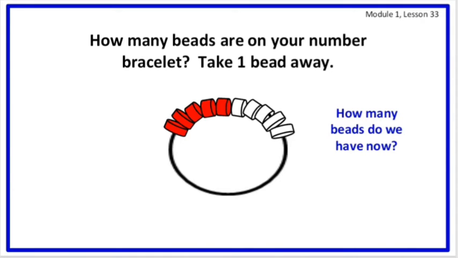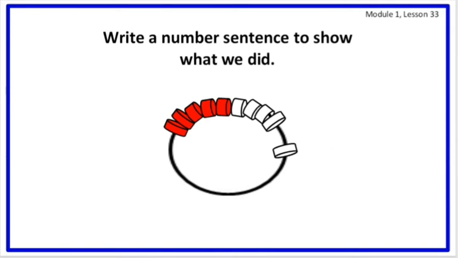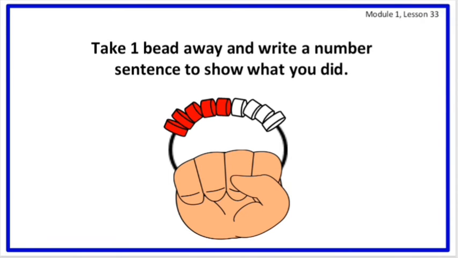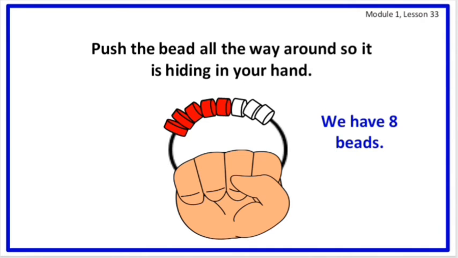Now how many beads are on your number bracelet? As you can see, we have 10. And I'm going to take 1 away. You see that becomes how many? 9. Okay, so we have 9 beads. Now take 1 bead away and write another sentence to show what we did. So tell me, I just took 1 again. Now I'm having how many beads? 8 beads. That becomes 9 minus 1 equals 8.